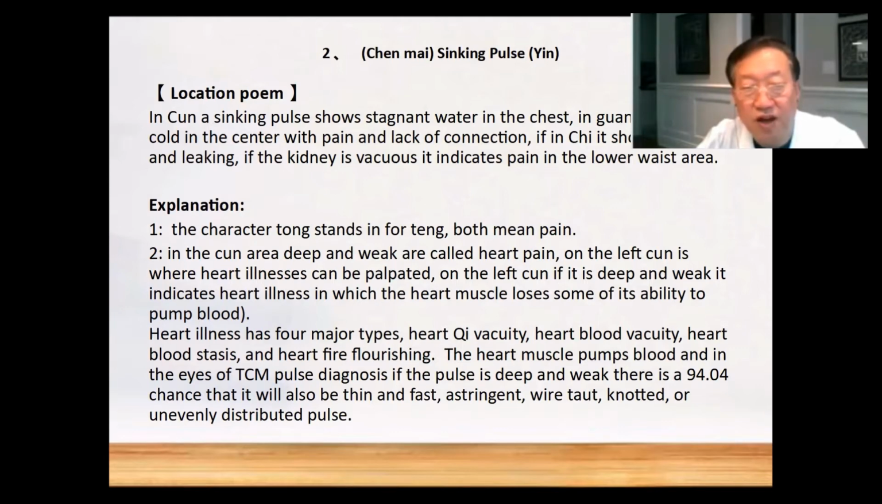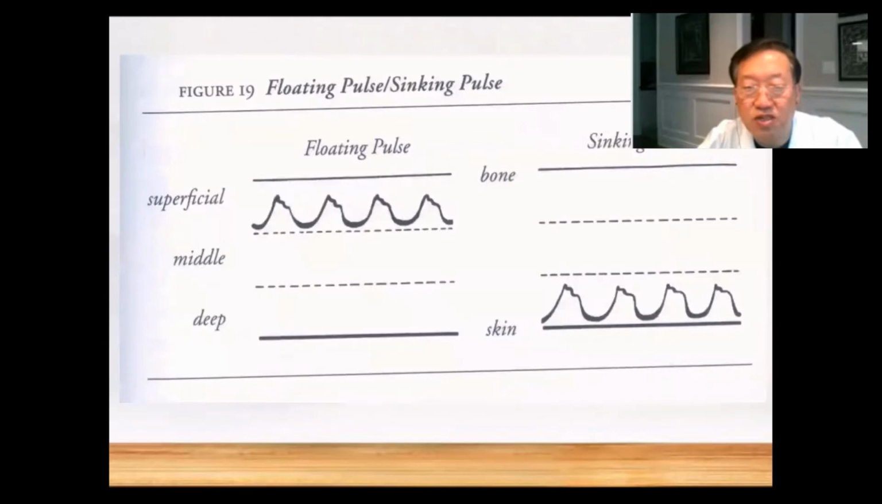The heart muscle pumps blood, and in the eyes of TCM pulse diagnosis, if the pulse is deep and weak, there is a 94.04% chance that it will also be thin and fast, astringent, wire taut, knotted, or unevenly distributed pulse. Figure 19, diagram of floating pulse and sinking pulse on the superficial, middle, and deep levels.